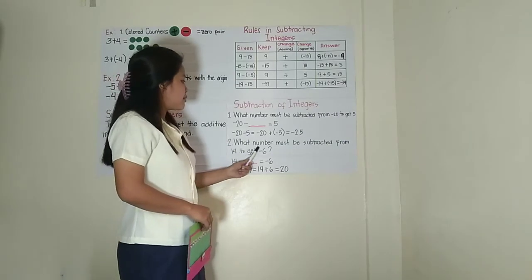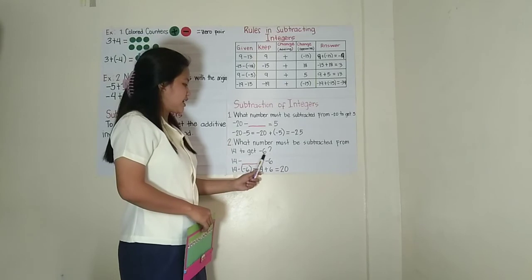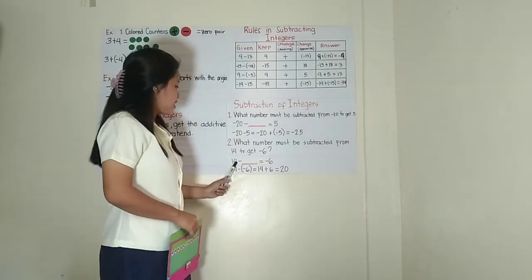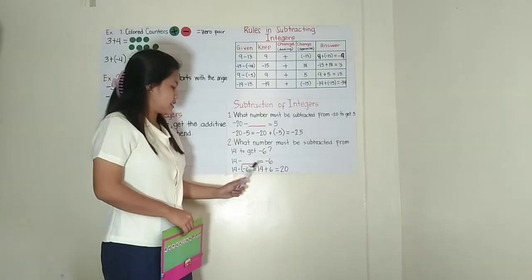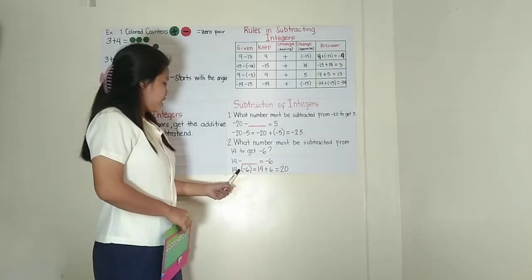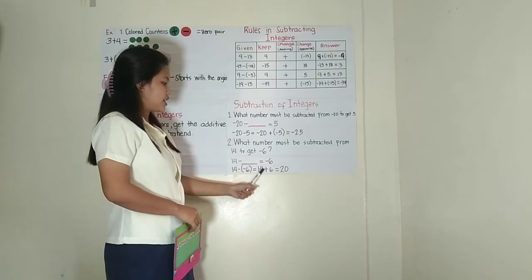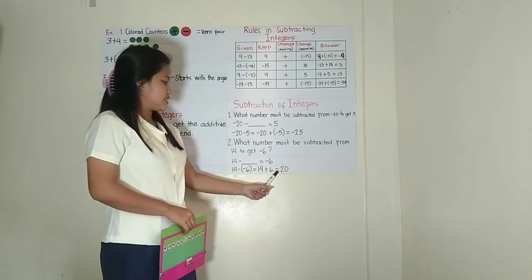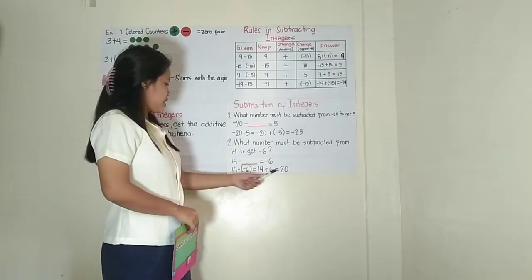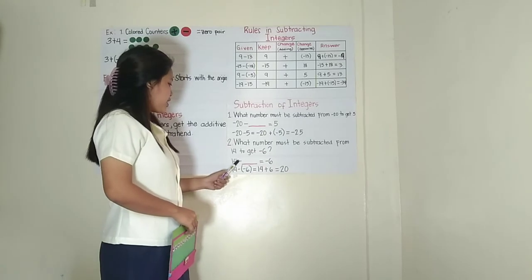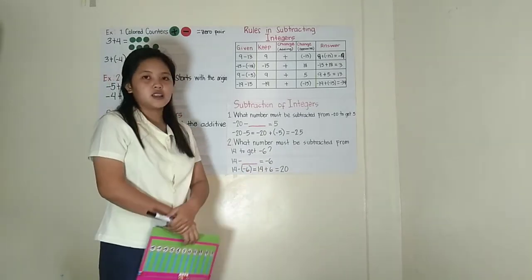Next, what number must be subtracted from 14 to get negative 6? 14 minus blank is equal to negative 6. 14 minus the quantity of negative 6 is equal to 14 plus 6 is equal to 20. So the answer is 20. 14 minus 20 is equal to negative 6.